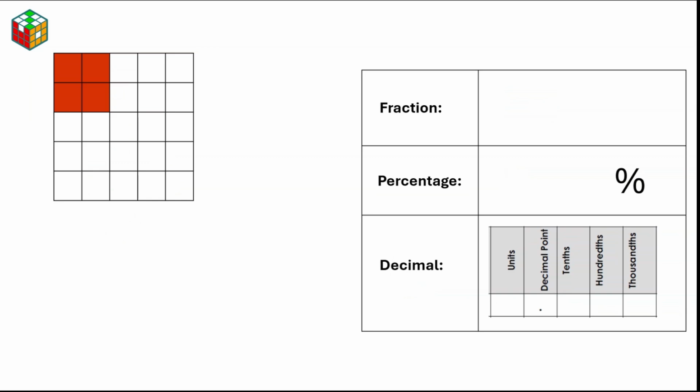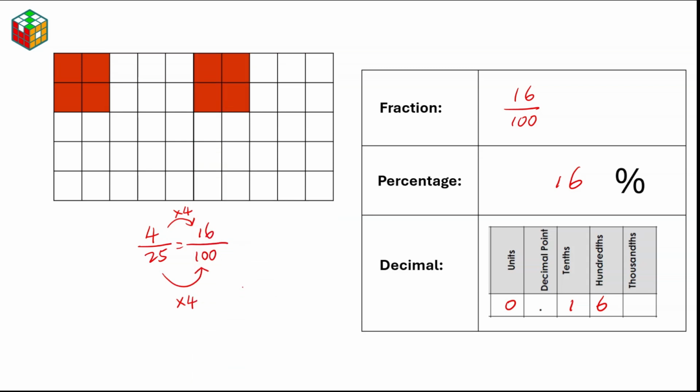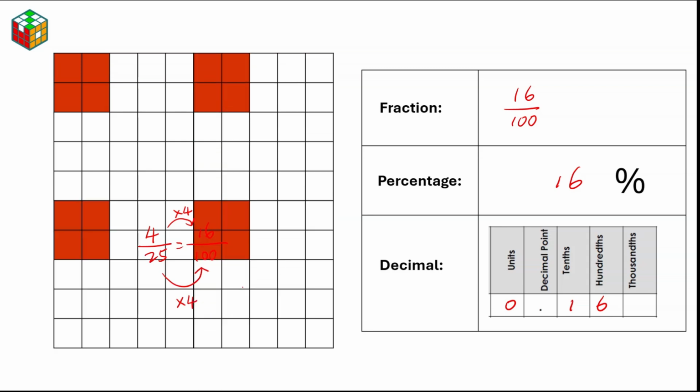One more example on this. I have 4 out of 25. I need to force the denominator into 100. 25 to make into 100, times it by 4. I do the same, 16. So the fraction will be 16 out of 100 if it's not simplified. 16%, and I will have 0.16 as my decimal. That just basically means that I have made more to make it into a 100 grid, and I have 16 out of 100 in total.